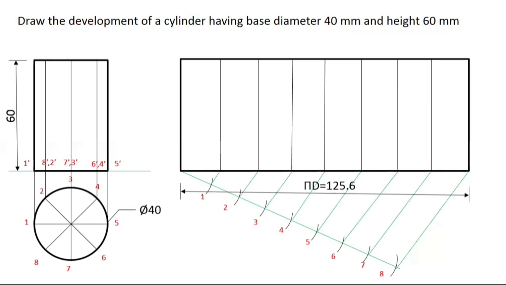Now this development is ready. Simply name it 1, 2, 3, 4, 5, 6, 7, 8 and again 1. So 1 will join with 1, then the complete cylinder will be drawn. So this is the second question.